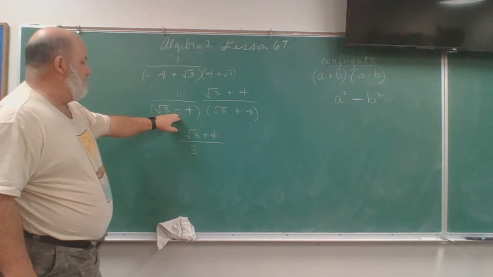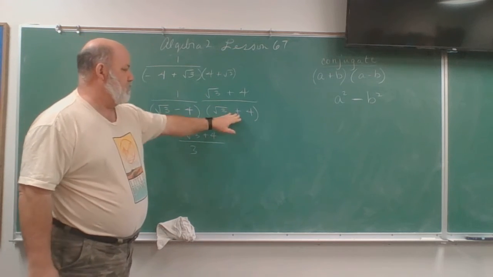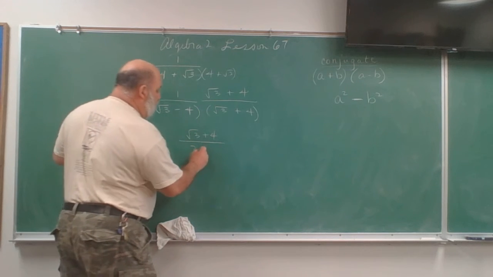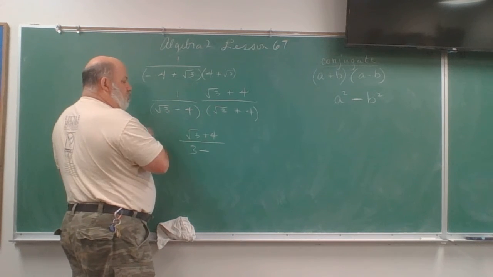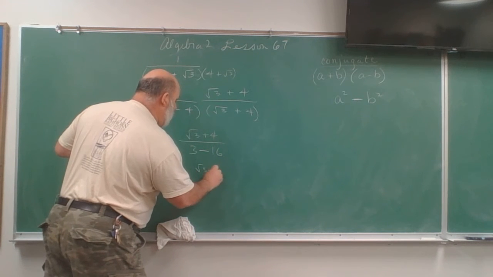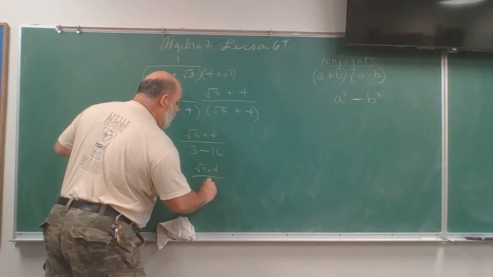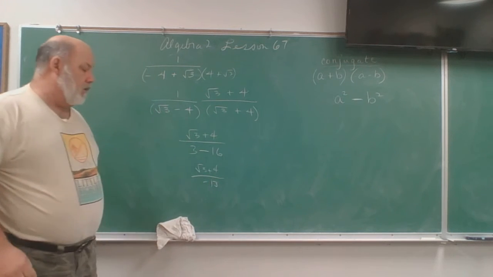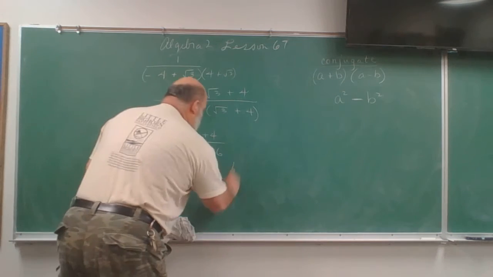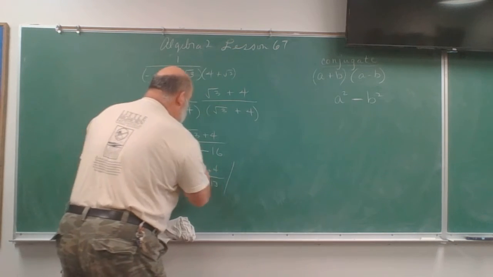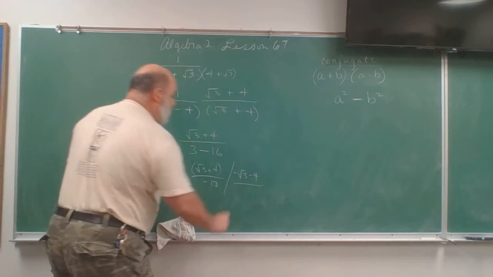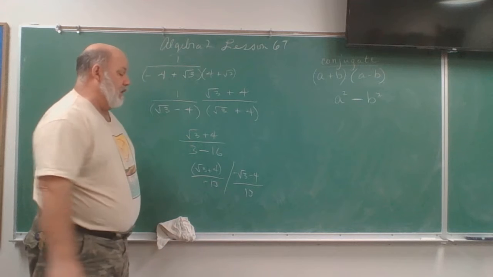Minus, whether this is minus or this is minus or this is plus or this is plus, doesn't matter. As long as you've got the sign changed, that second term will be minus the second number squared. What is 4 squared? It is 16. So you're going to get square root of 3 plus 4 over negative 13. Often the book will change that and they will bring the negative to the top, making everything in the numerator negative and leaving the denominator positive.